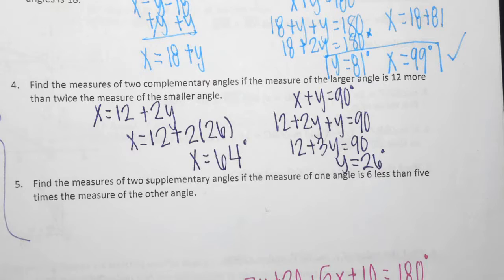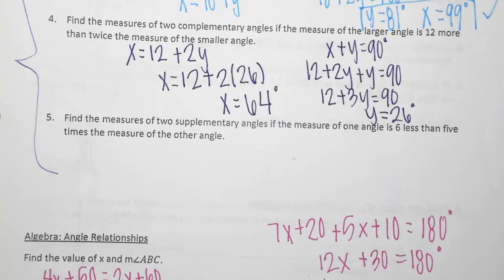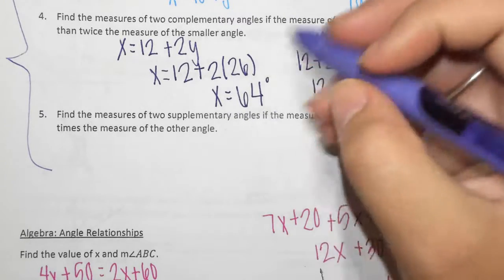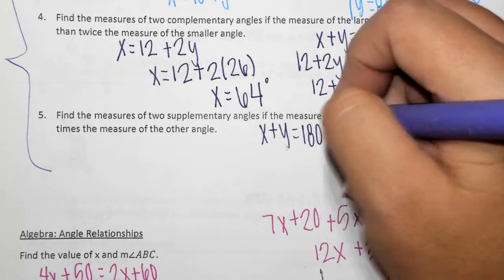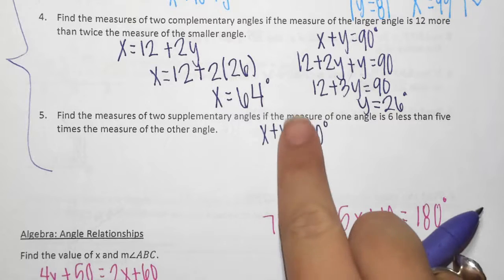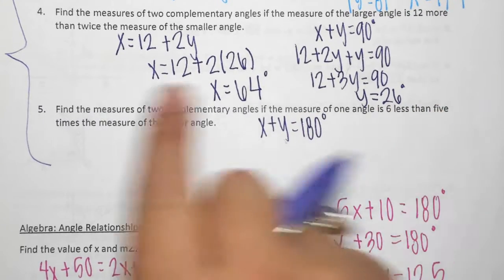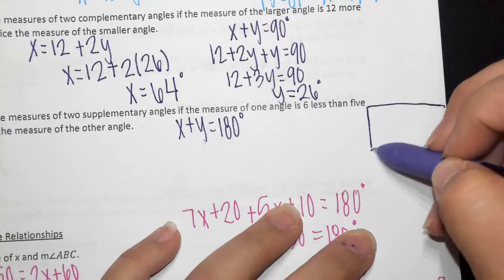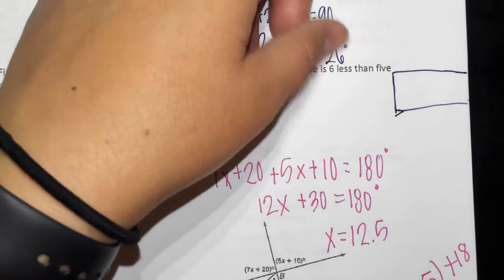Okay, let's practice another one. Y'all ready? Practice, practice, practice. Number 5. Find the measures of 2 supplementary angles. So what are they going to equal? 180. If one measure is 6 less than 5 times the other. Right here on the side, I want you to write what 6 less than 5y looks like, or whatever you want to say.